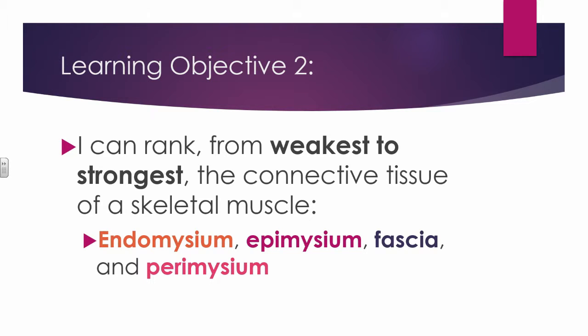So then our second learning objective is I can rank from weakest to strongest the connective tissue of a skeletal muscle. And the different types are endomysium, epimysium, fascia, and perimysium. And you'll remember that we didn't talk about fascia in the previous few slides. That's one that you're not going to be tested on. It's not going to be necessary for you to know going forward, but it is, I think, an interesting extra little aspect to what we're talking about.